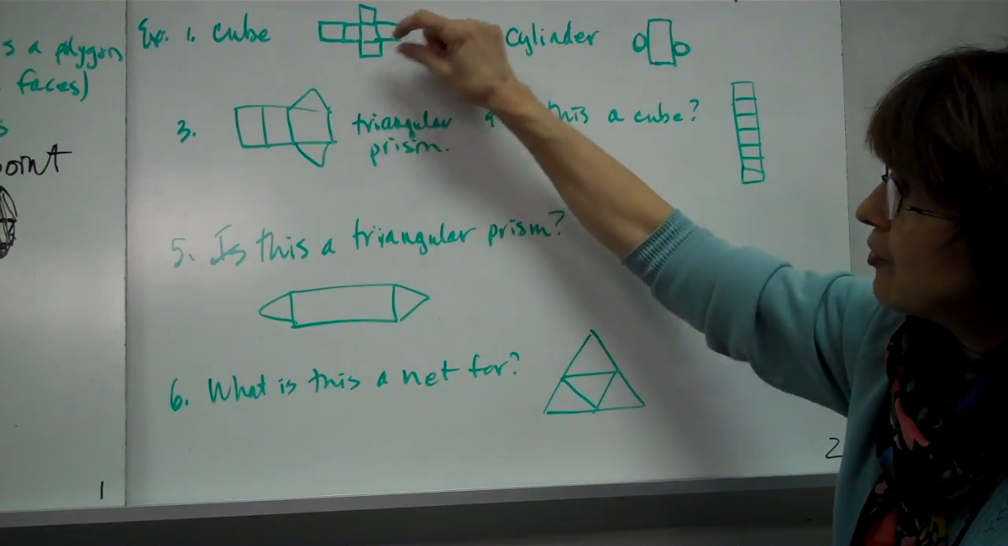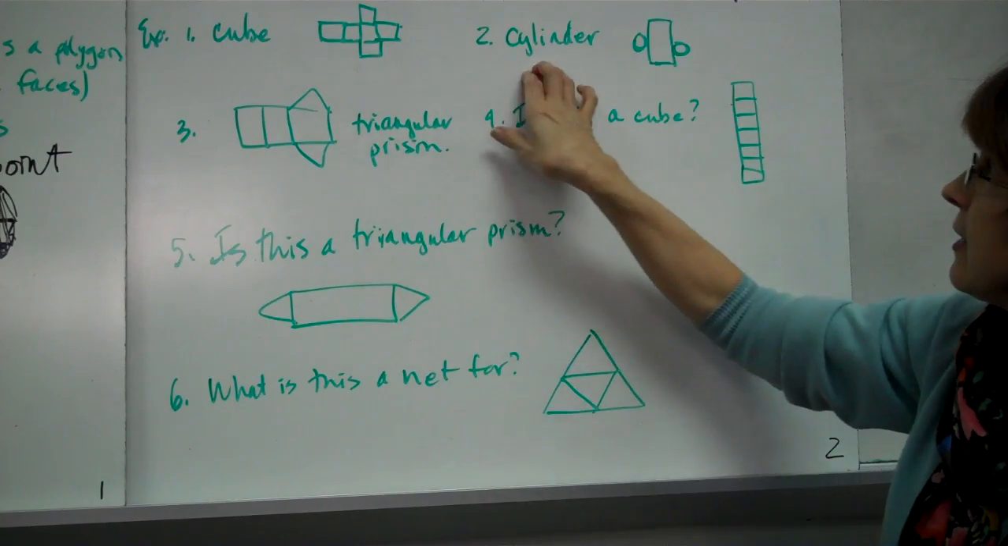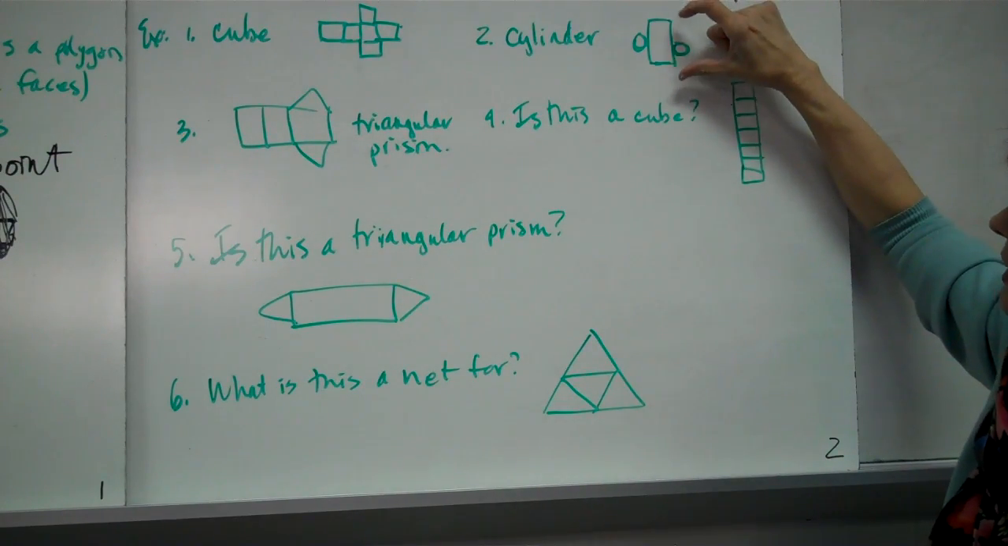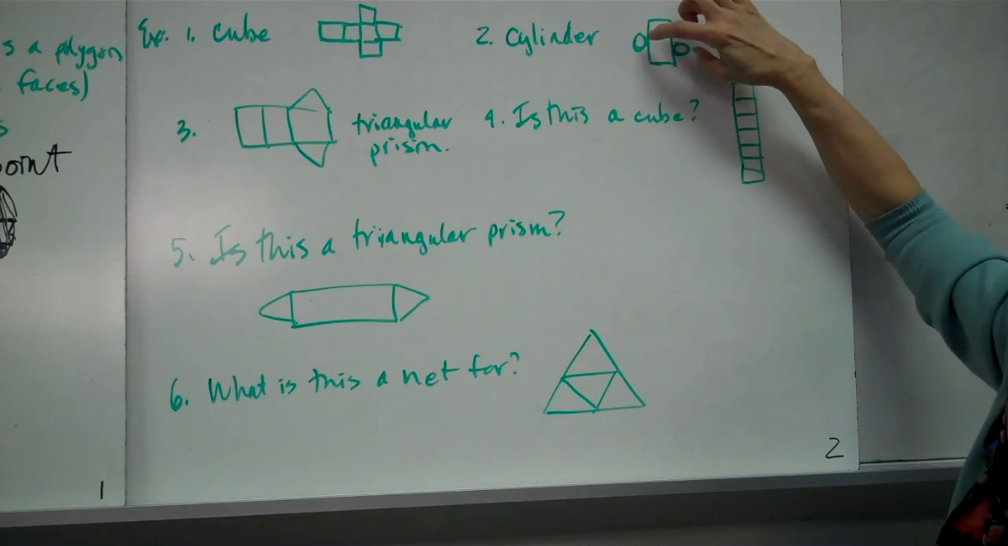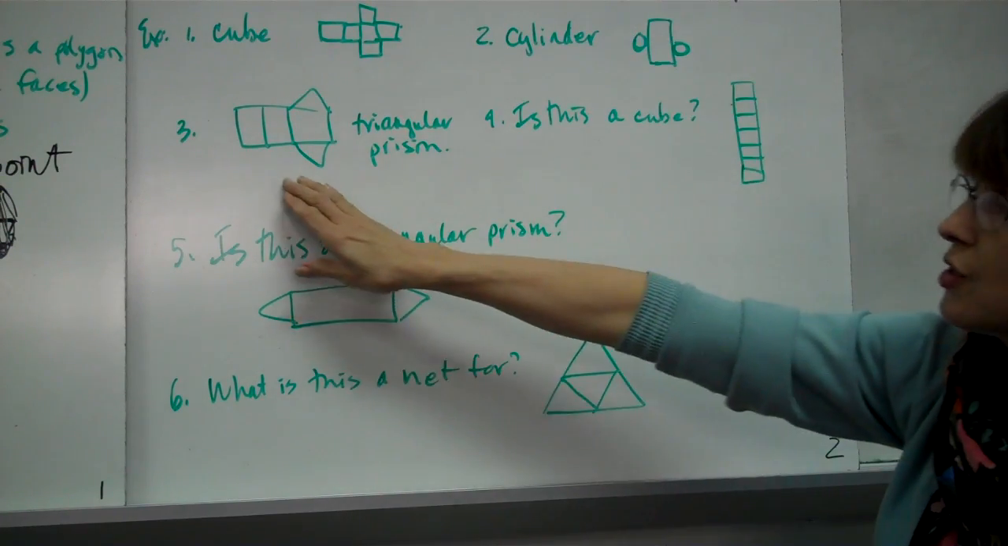And if you fold this up on the creases there, it will fold up into a cube. This is a cylinder. This is an example of a net of a cylinder. You have the 2 bases out here, and then it rolls up into a cylinder. This is a triangular prism.